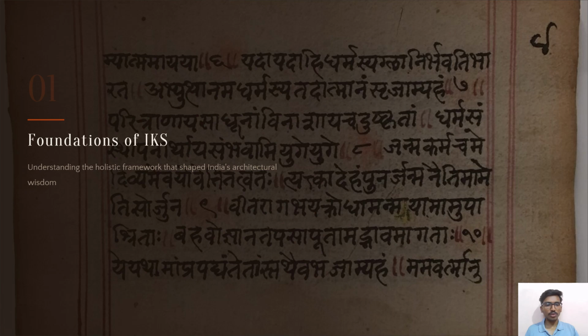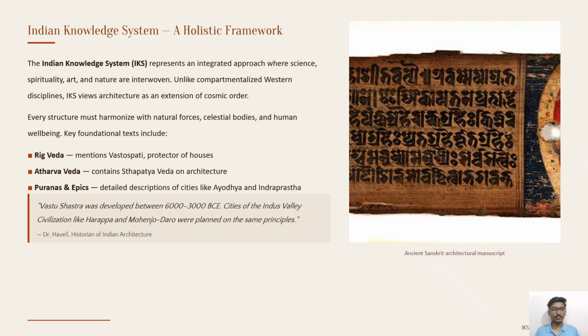Coming to the foundation of IKS, understanding the holistic framework that shaped India's architectural wisdom. Indian knowledge system, a holistic framework. The Indian knowledge system represents an integrated approach where science, spirituality, art, and nature are interwoven. Unlike compartmental Western disciplines, IKS views architecture as an extension of cosmic order. Every structure must harmonize with natural forces, celestial bodies, and human well-being.